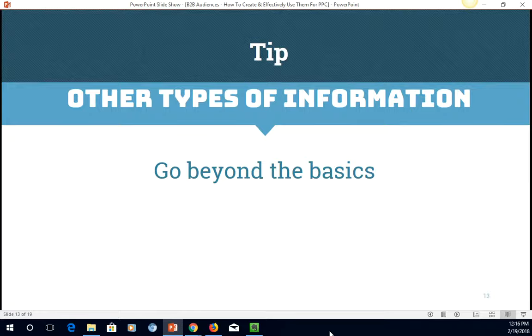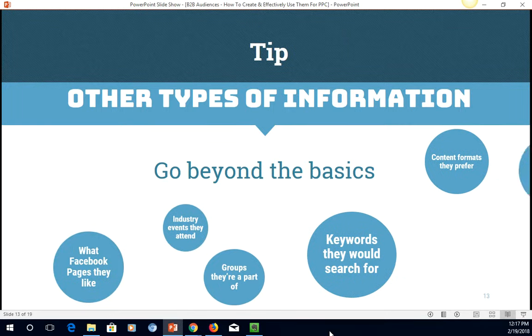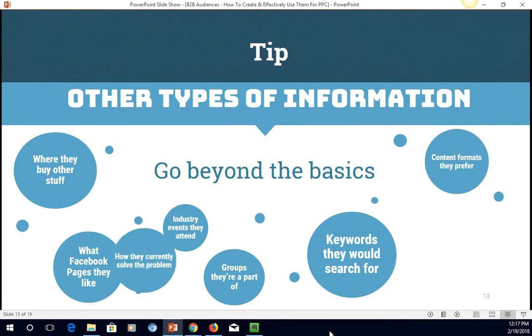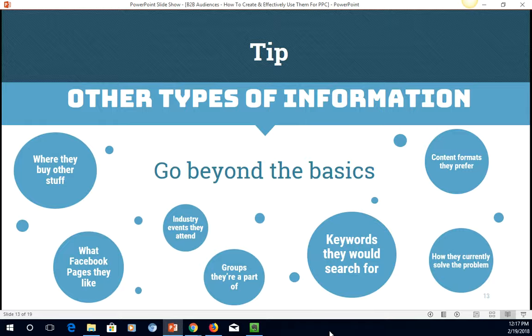But you don't want to stop there. You want to go beyond the basics of those goals and challenges and the information they might need. Online, there's a lot of different ways to target people. Where do they buy other stuff? What Facebook pages do they like? Industry events they might attend or groups they're a part of. Stuff like this makes for really good fodder for really honing in on the audience you're trying to target.